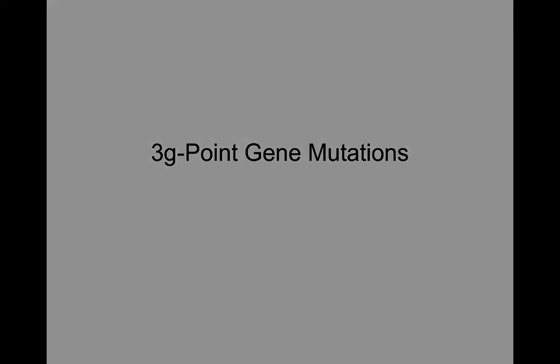3G, point gene mutations. This is where one or a small set of nucleotides are inserted, deleted, or changed in a gene. This one small change in DNA sequence can result in a change in the end shape, and therefore the function of the resultant protein. As with all mutations, this small point mutation may lead to a negative, positive, or neutral effect on the organism that carries the mutation. There are 4 types of point mutations, the first one being a silent mutation.